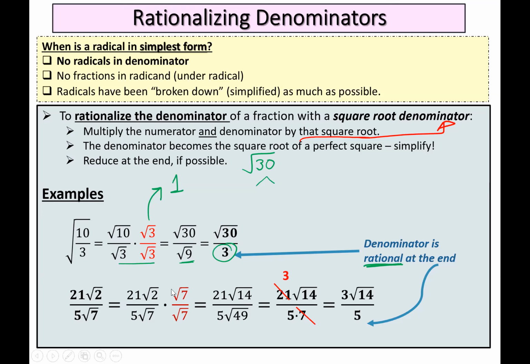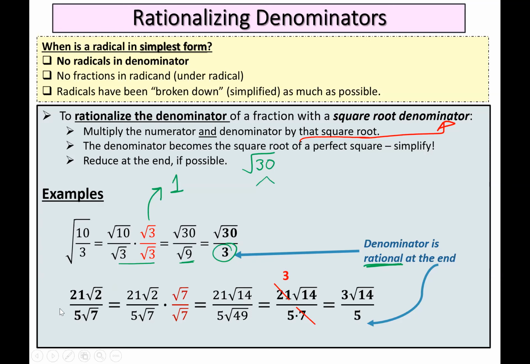Okay, one more. This one's a little harder. Again, these are already done out for you in the notes, and then we'll do some together from scratch. So here's the next one: 21 square root of 2 over 5 square root of 7.